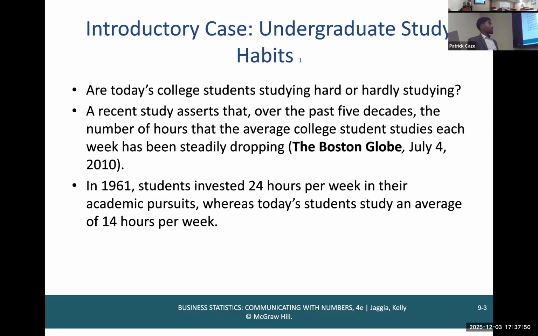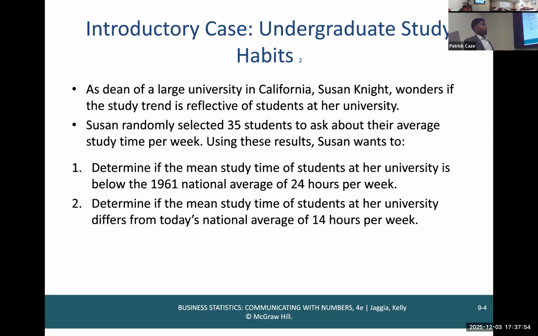And so in this scenario, we're still looking at how we compare between previous years and the present. Okay. A dean at a school in California wants to see if that is the case, right? They selected 35 students randomly, hopefully. We were going to do a random sample. So they select 35 students to ask about their average study time per week.